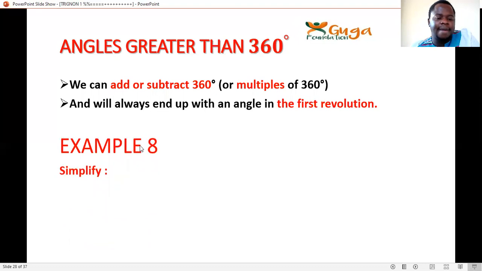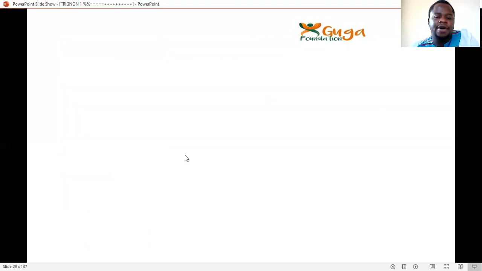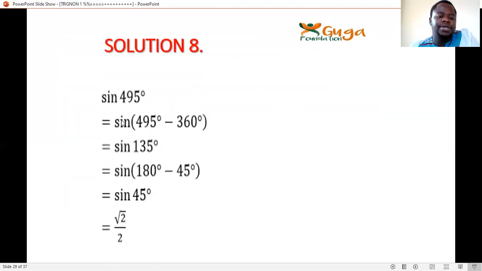So example number 8. Let's say you're given sine 495. This will be sine of 495 minus 360. You subtract 360 to get into the first revolution. So it will give you sine 135. That sine 135 is equivalent to sine of 180 minus 45, which is positive sine, so it will be sine 45, which is equivalent to root 2 over 2.